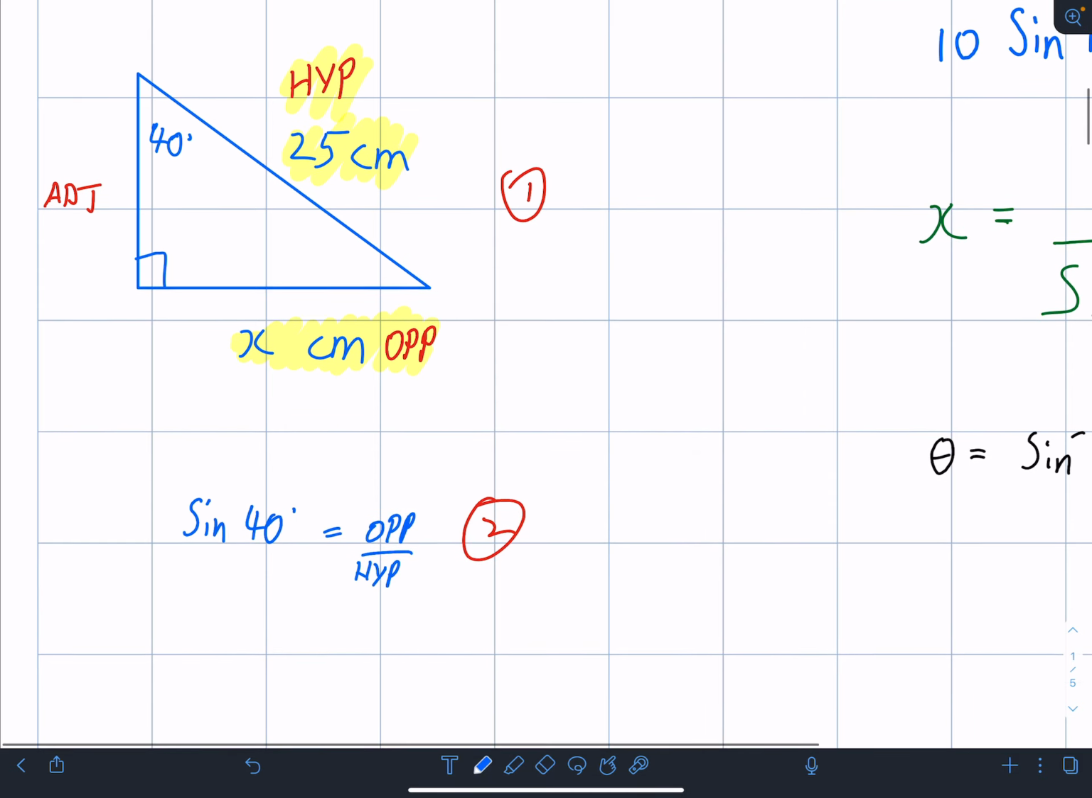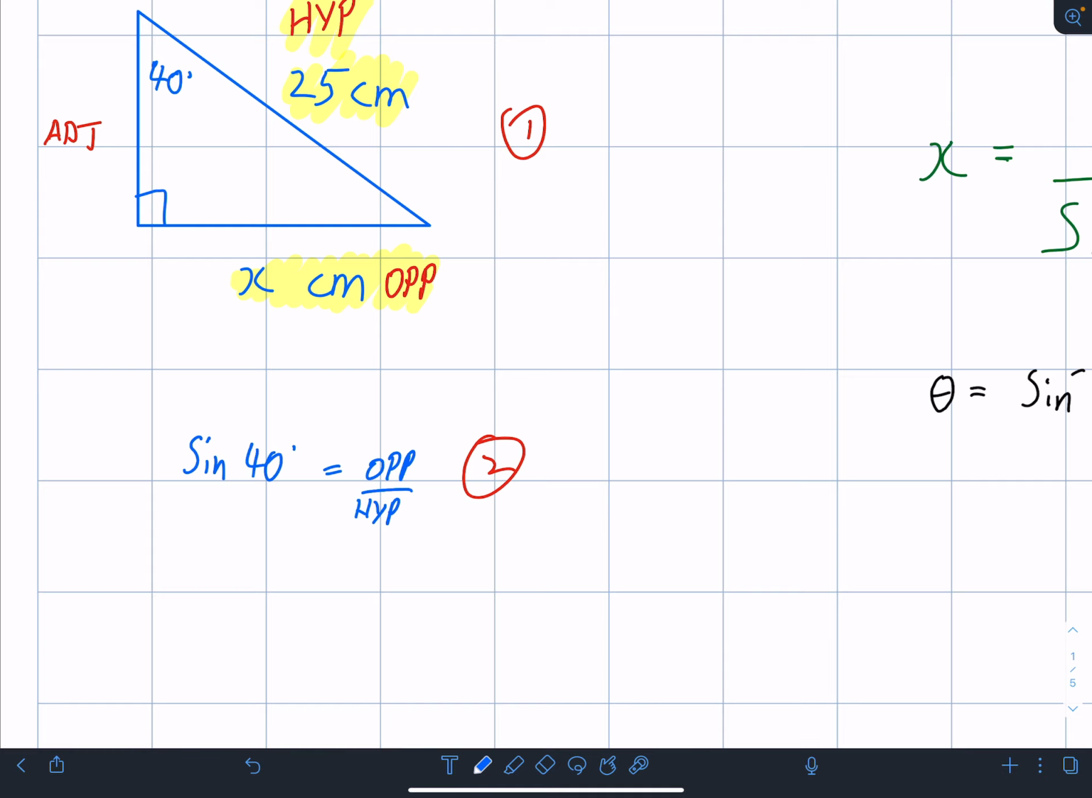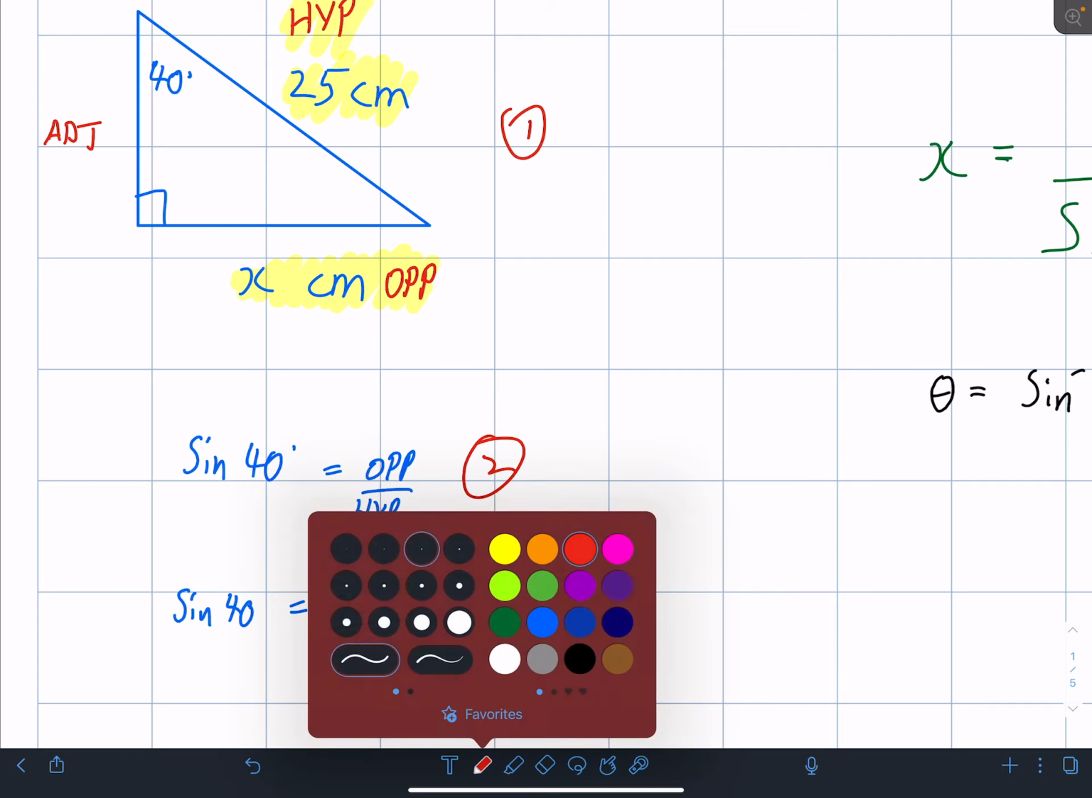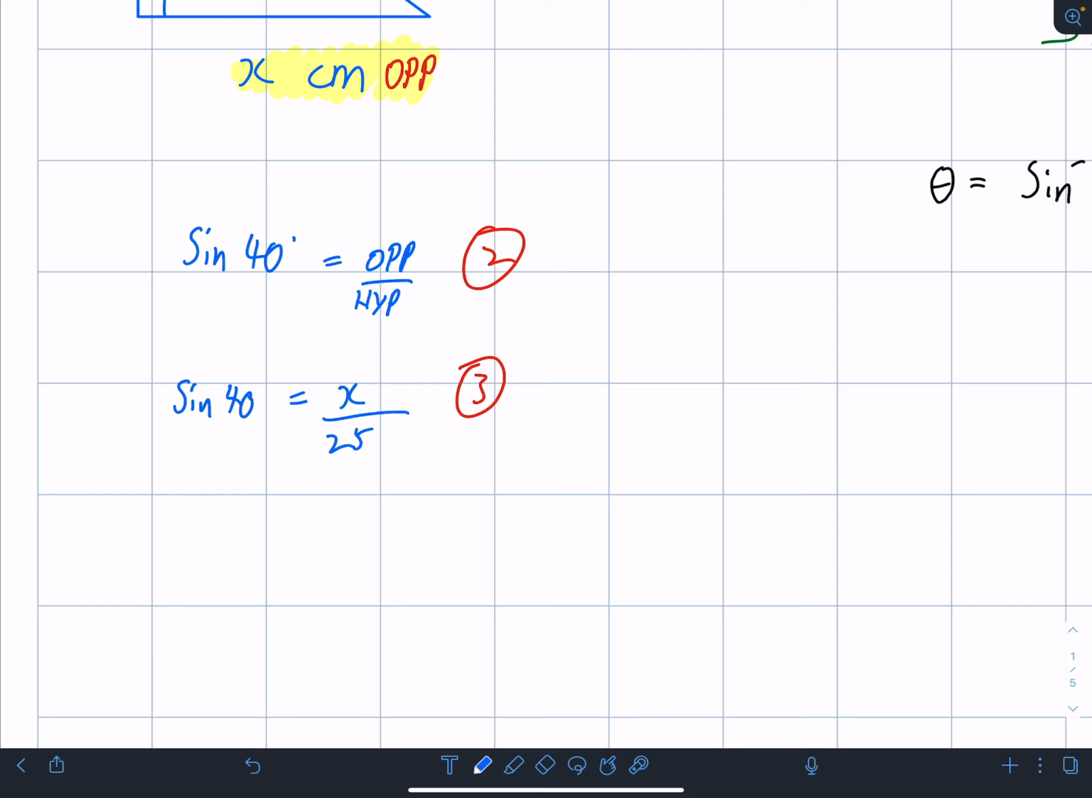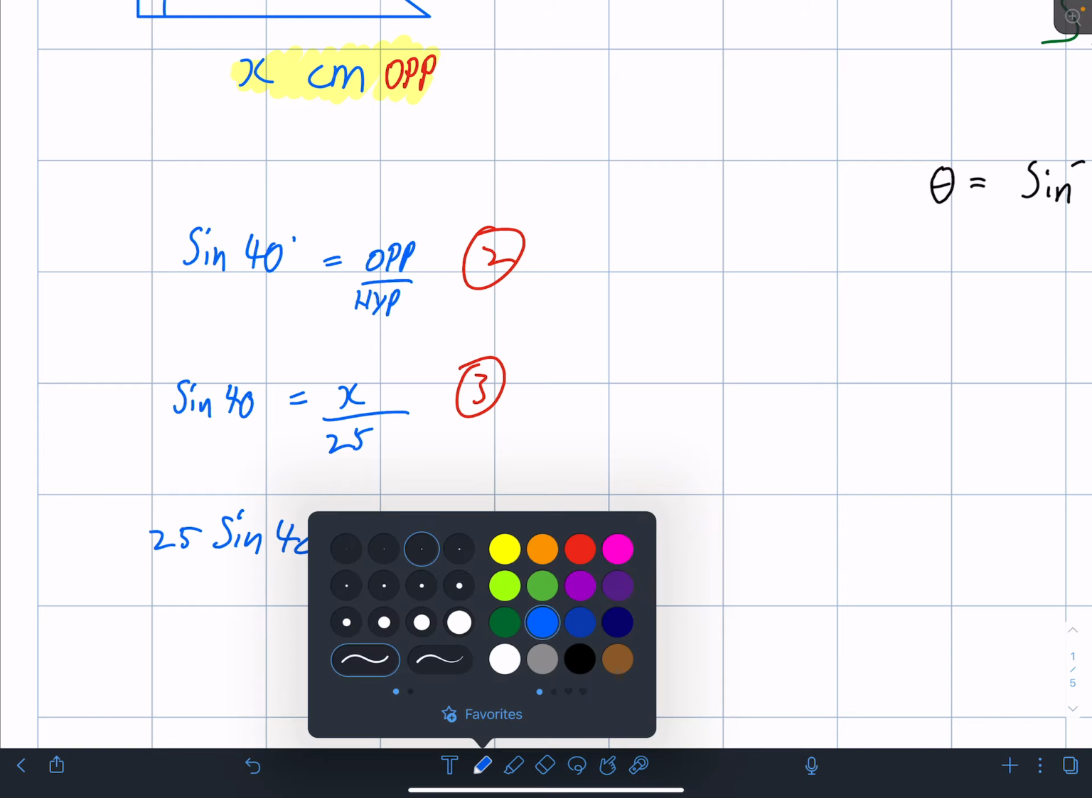Step 3 becomes to put in the values. So we've got sine 40 equals opposite is x and hypotenuse is 25. So that becomes step 3. And step 4 will become multiplying both sides by 25, which is in this case, the denominator. So we've got 25 sine 40 equals x. So this is our step 4.